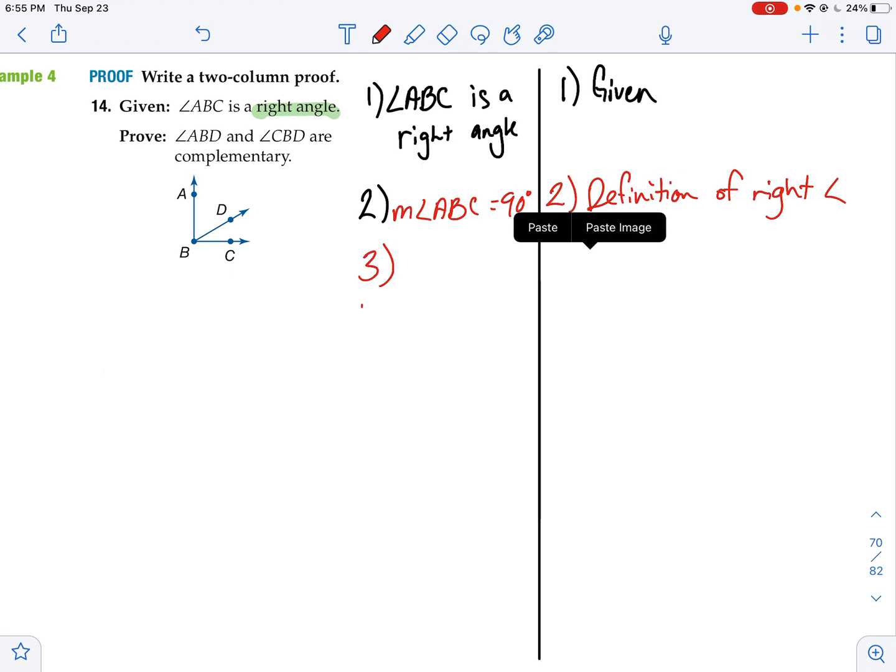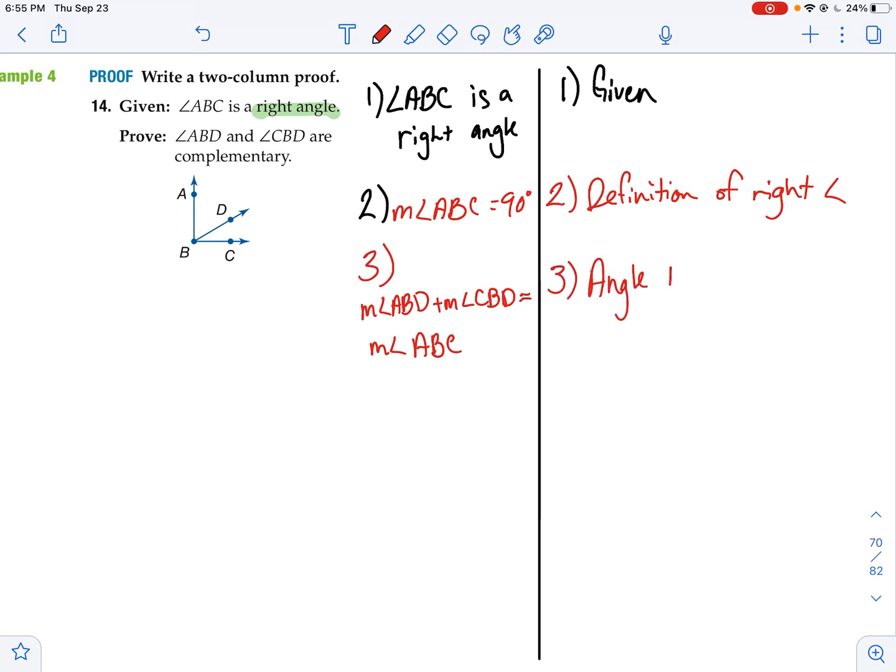So here I've got angle addition, which means the measure of angle ABD, plus the measure of angle CBD, wow, that's a really ugly M, equals the measure of angle ABC. It's the angle addition postulate.